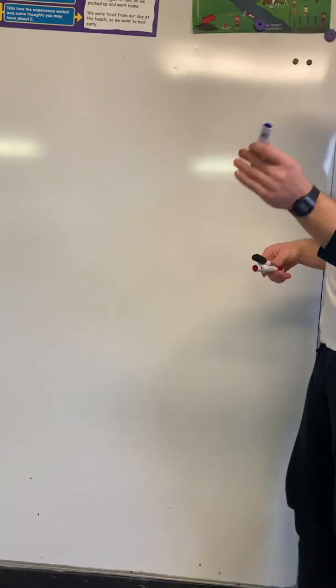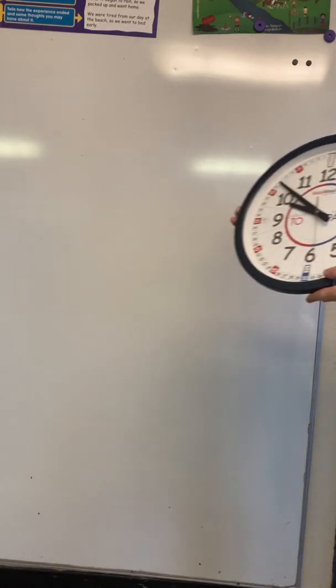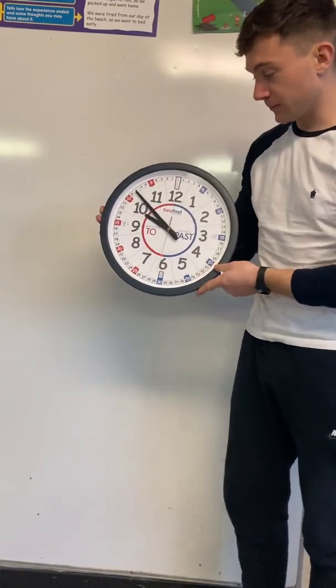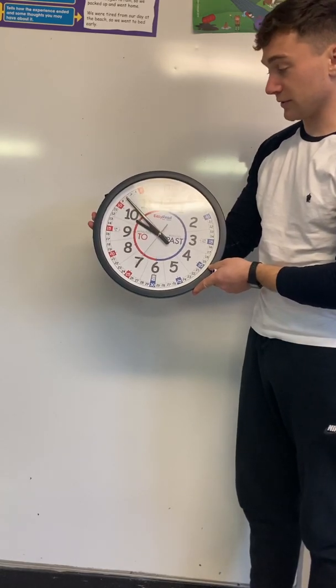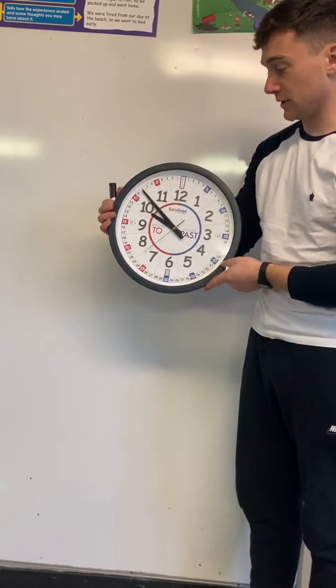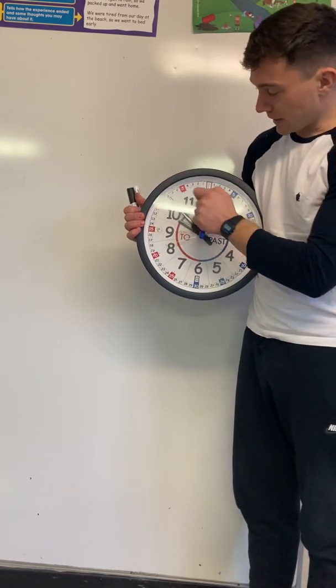Now the most important thing to remember first is the clock face. I'm just going to show you this clock here. Hope this is clear for you. The current time is 10 minutes to 10, or even to be precise, 8 minutes to 10. You can see the big hand always points at the minutes. The big hand is on 8.